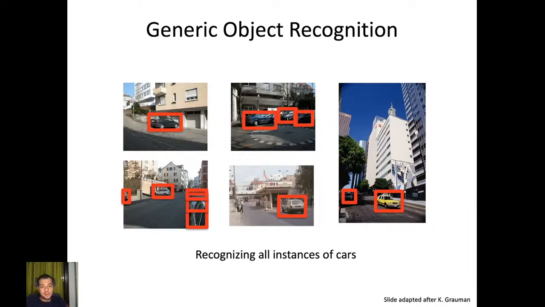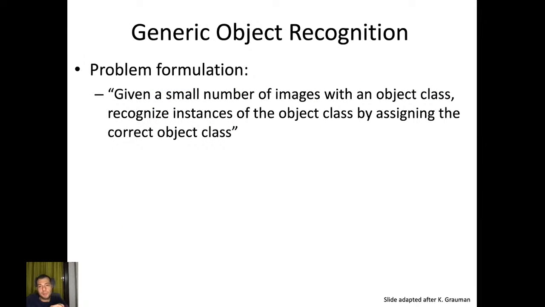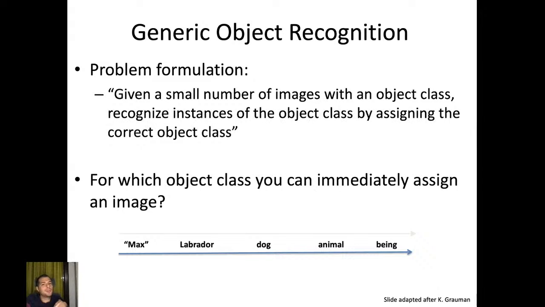But we're interested in recognizing instances of objects that can have various shapes and colors, so there is a high variability in appearance. To formulate the task, given a small number of images with an object class, we need to recognize the instances of the object class by assigning the correct object class to each instance.